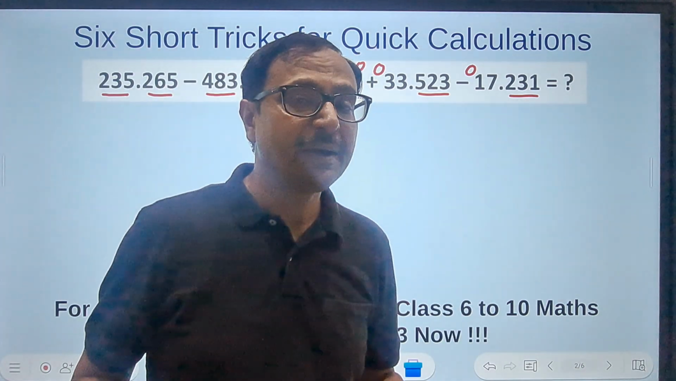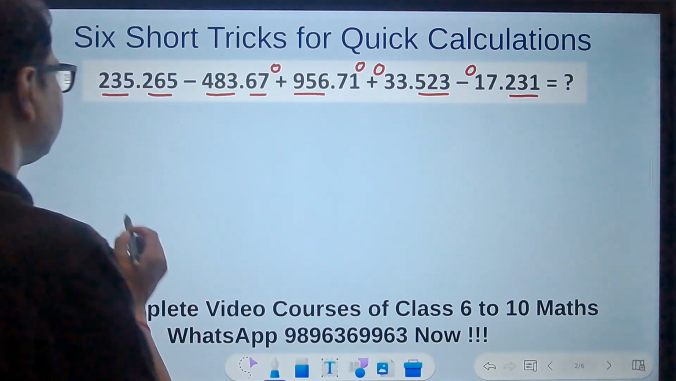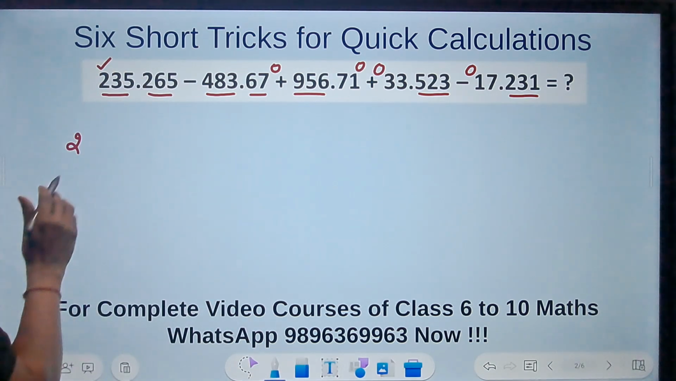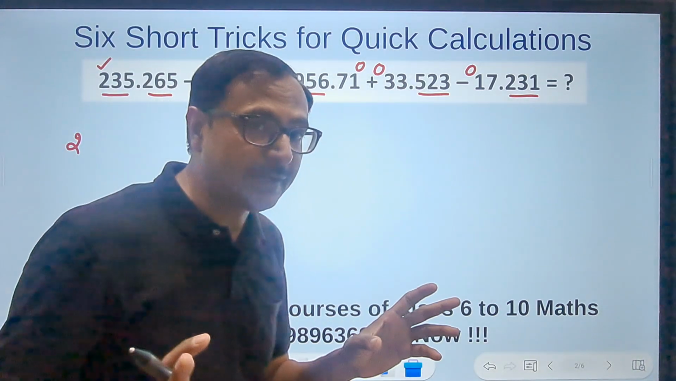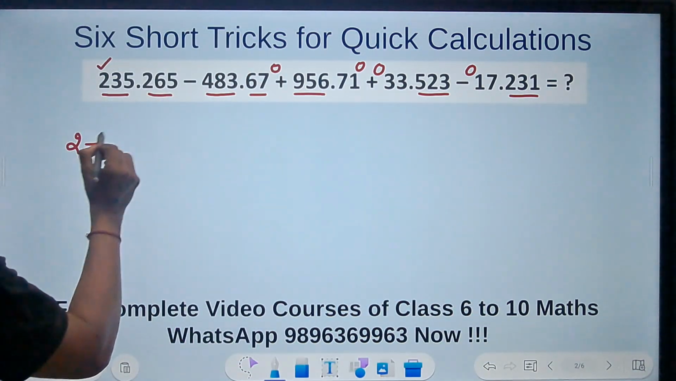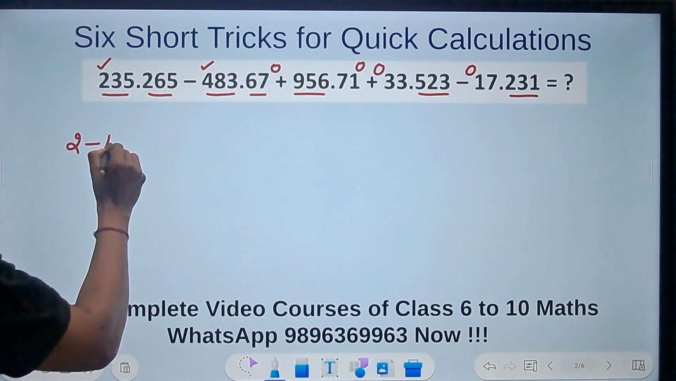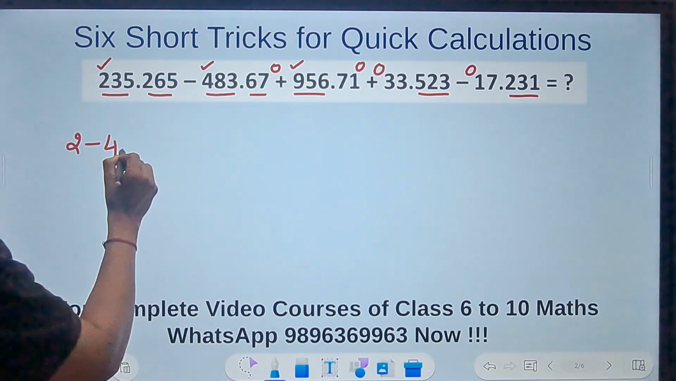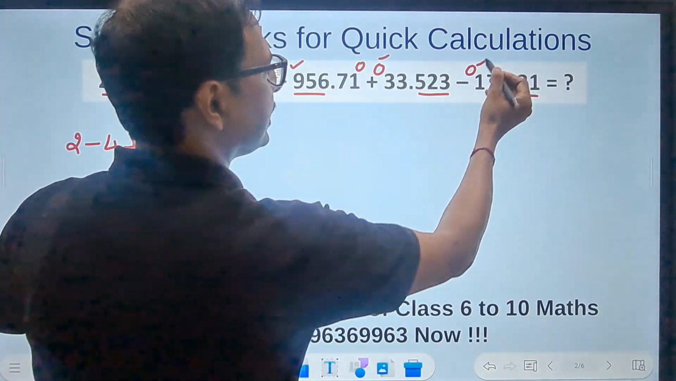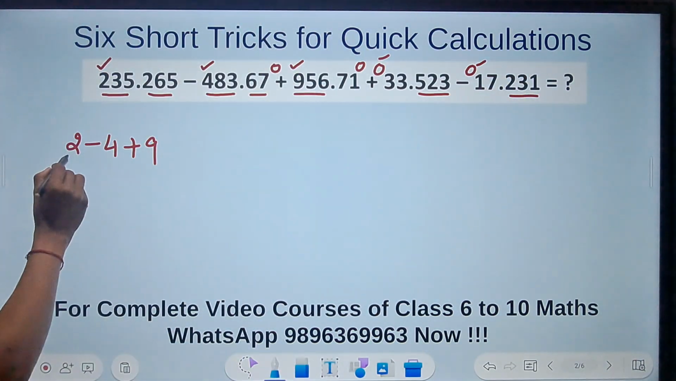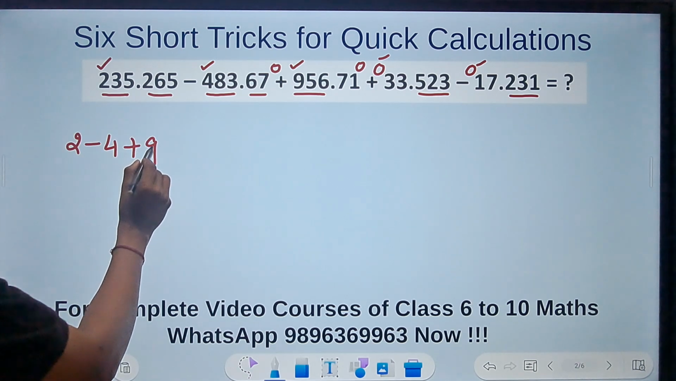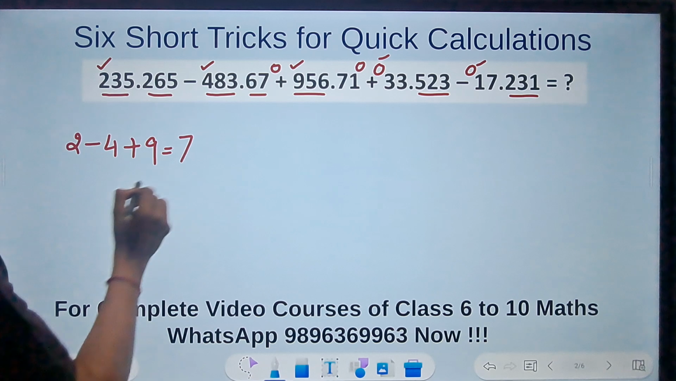That means the place value of that number. So you can see this 2 is in the 100th place. So 2, see I am writing it again, but you don't have to write it. This is all mental maths. 2, then we have a minus. First digit here is 4, then plus 9, first digit is 9 here, then plus 0 here and minus 0 here. So I am not bothered about the zeros. So 2 minus 4 is minus 2, minus 2 plus 9 actually gives me 7.